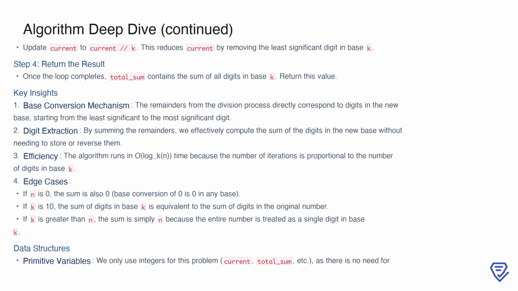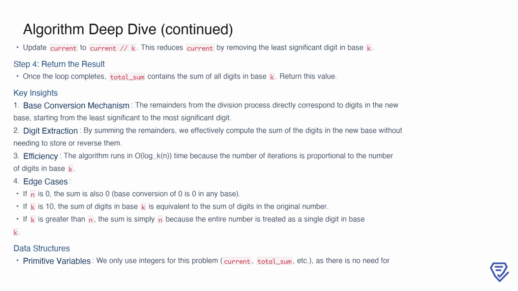Once current becomes 0, the conversion process is complete, and total_sum holds the final result, which we return as the sum of the digits in base K. A few key observations can deepen our understanding of this algorithm. First, the remainders from the division process directly map to the digits in the new base, from least to most significant. Second, by summing these remainders on the fly, we avoid the need to store or reverse the digits, making the algorithm both efficient and straightforward.